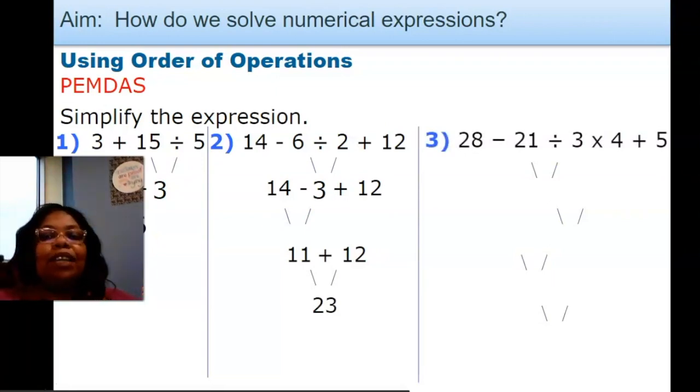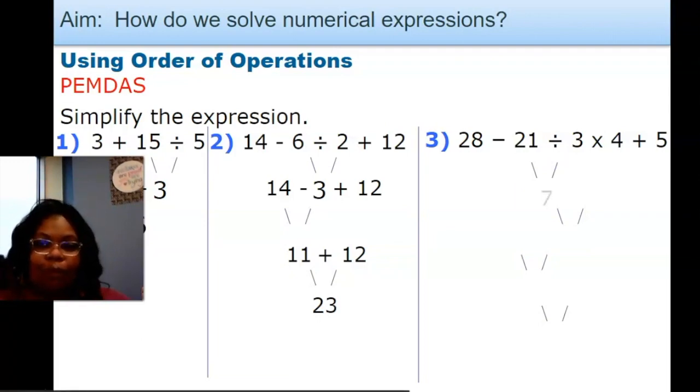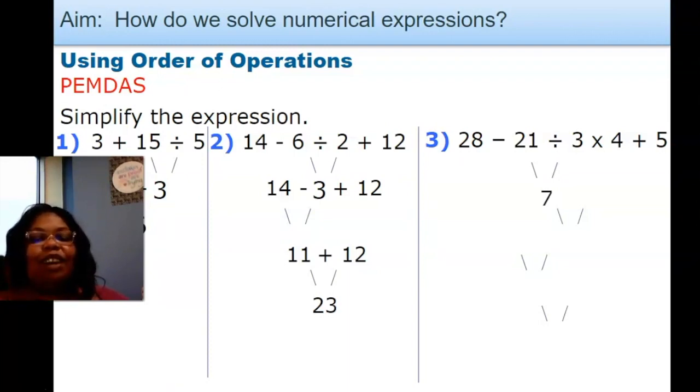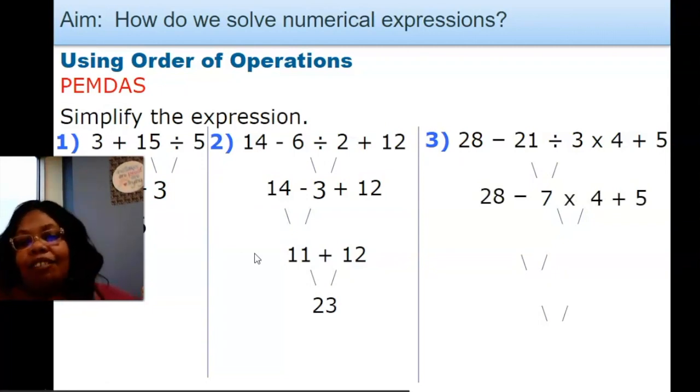So now we have 28 minus 21 divided by 3 times 4 plus 5. So no parentheses, no exponents. So we start with our multiplication and division. Well, we have division first. So the first problem we work is 21 divided by 3. So 21 divided by 3, friends, is 7. All right, guys, so what do I do next? Right, I copy the problem down with 7 in the place of where 21 divided by 3 was. So our new problem now is 28 minus 7 times 4 plus 5.